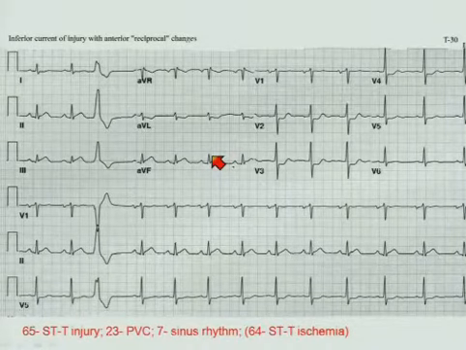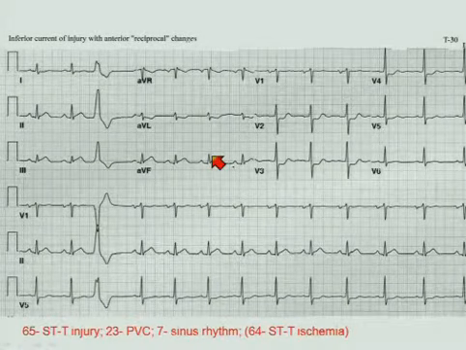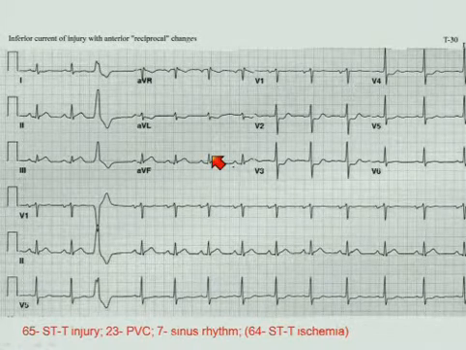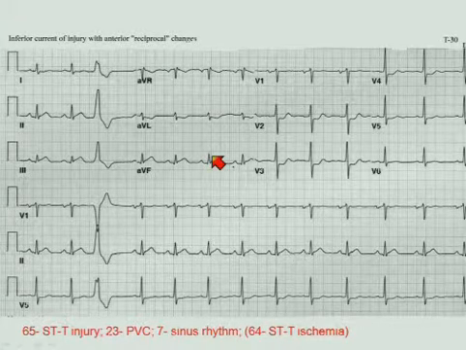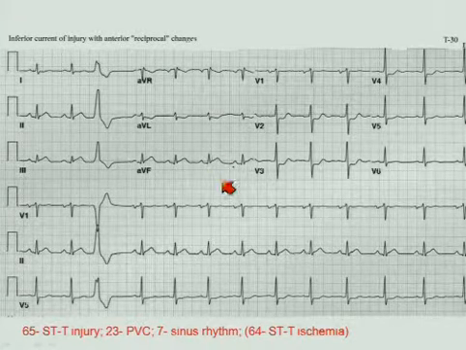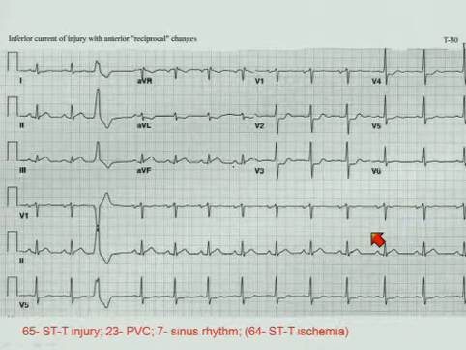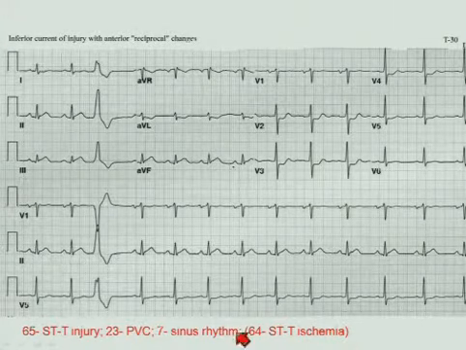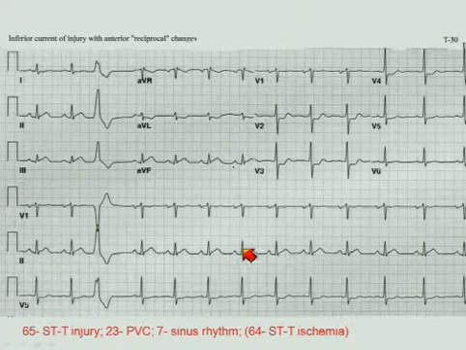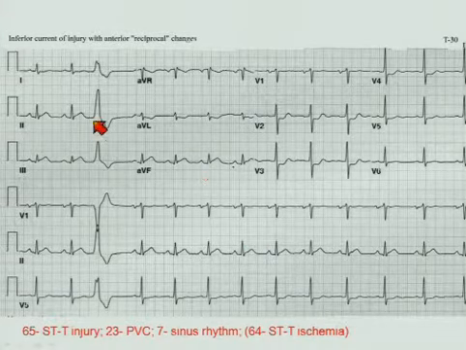So for the test on this one, I would put number 65 STT injury, number 23 PVC, number 7 sinus rhythm, and number 64 STT ischemia if you chose. I personally would not. I would just call it the injury, which is the important part of this tracing.